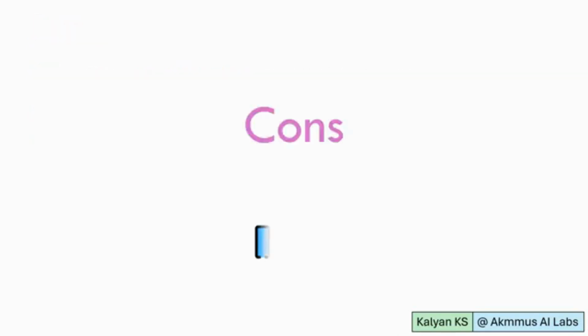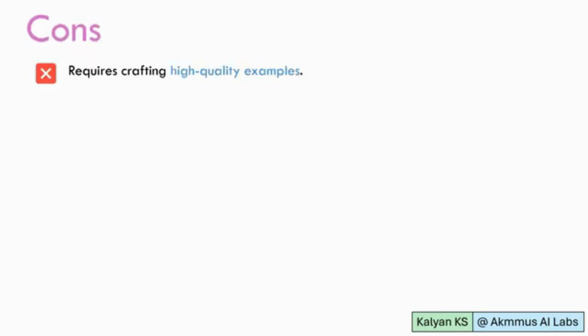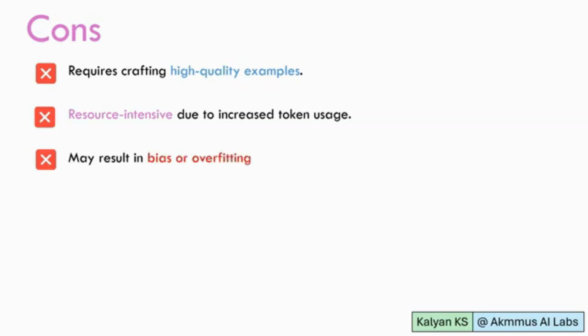Now, let us see the cons of few-shot prompting technique. The first one is requires crafting high-quality examples, which is a laborious and expensive process. The second one is resource-intensive due to increased token usage. The third one is may result in bias or overfitting if the given examples are not diverse.